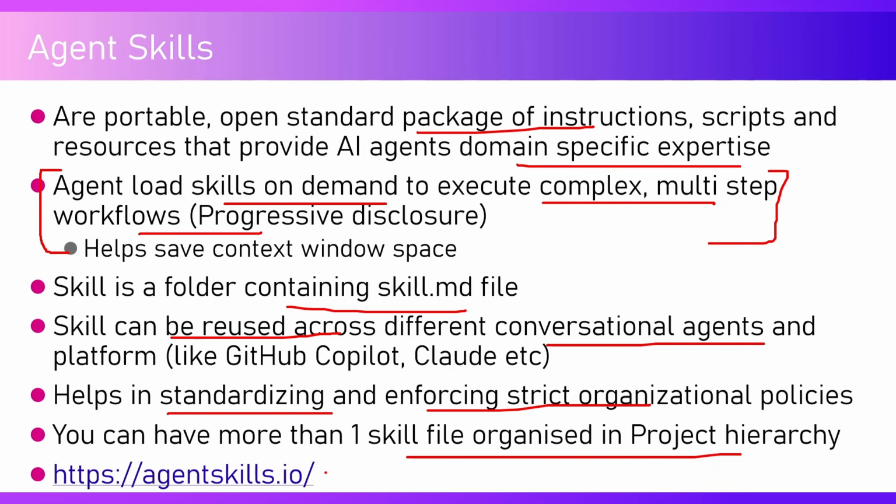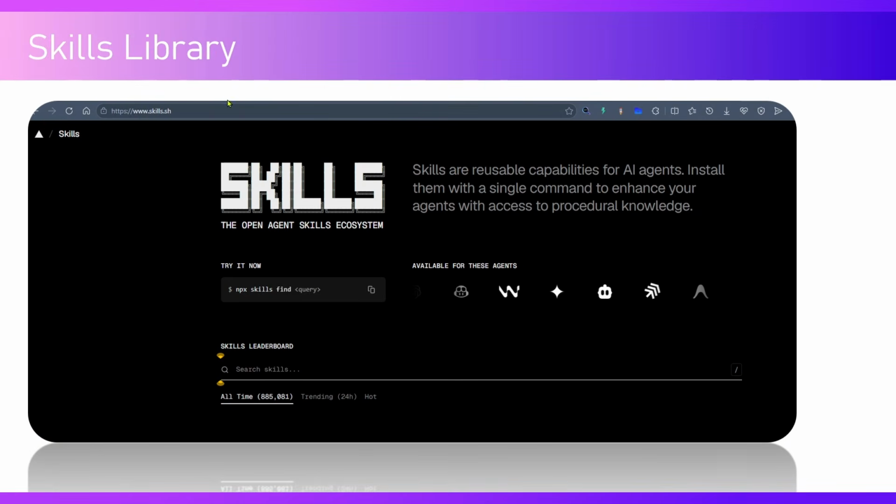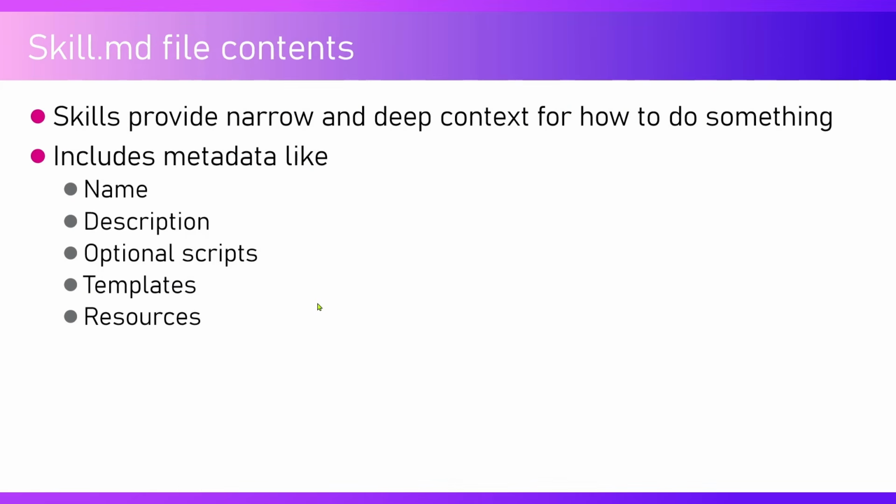This is a website. You can navigate to agentskills.io. I'm going to show you that as well. There is another website, skills.sh, whereby you can use skills from the internet. You can search for skills related to Copilot, related to Azure, related to any other system where people have already created the skill.md file, and you can reuse that within your Copilot Studio application. In fact, you can use it for any agent which accepts skills as a functionality.